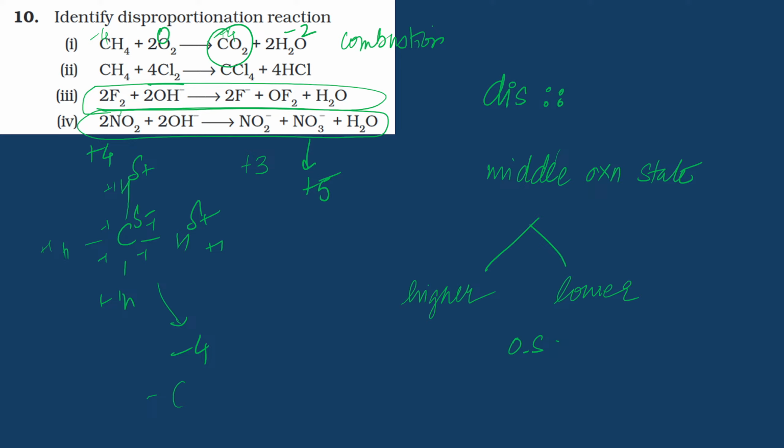This is +4, the middle oxidation state, one higher, one lower. If you're not sure about this, we can write that down. N plus -4 equal to -1, so N equal to +3. Okay, cool. 4 is the answer.